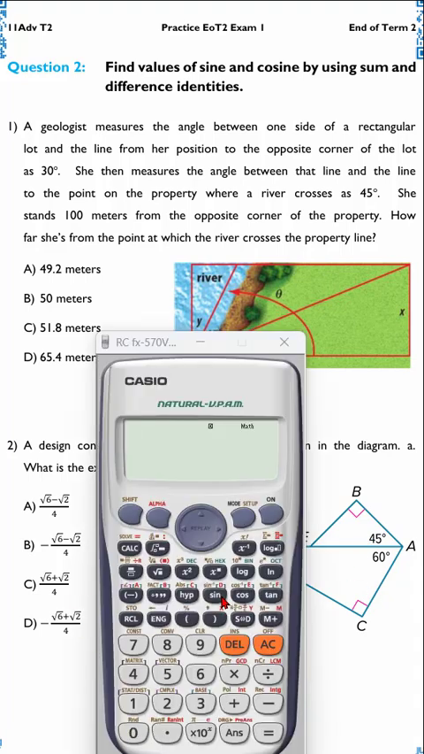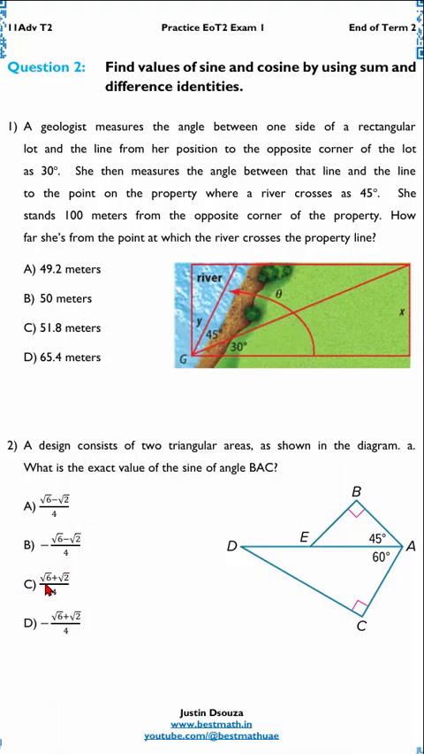In the calculator, sine 45 plus 60, that will give you BAC. The answer is, let's just check which is the correct answer. It's root 6 plus root 2 by 4. That is option C. That's the correct one.